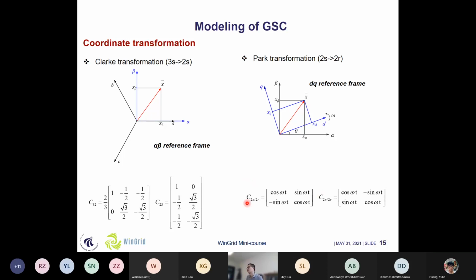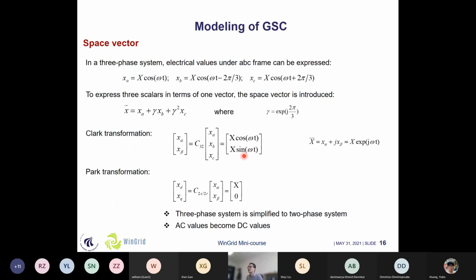Similarly, if we want to change back from DQ to alpha beta, we can use these equations to do the transformation. Another concept we need to know is space vectors. Normally in three-phase systems, the values in phase A, phase B, and phase C are lagging by 120 degrees. If we try to combine these three scalars into one vector, we need to use space vectors by introducing this factor gamma. Using this concept, we can simply change the ABC three-scalar system to the DQ frame.